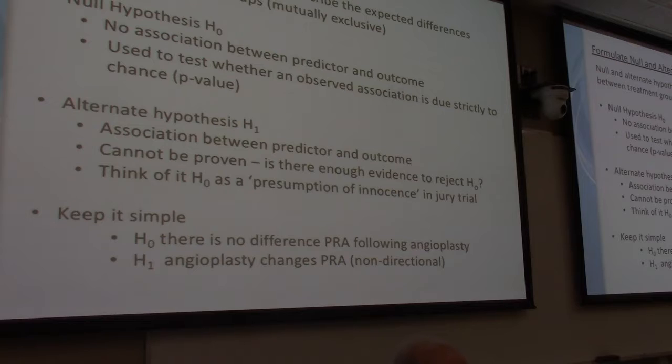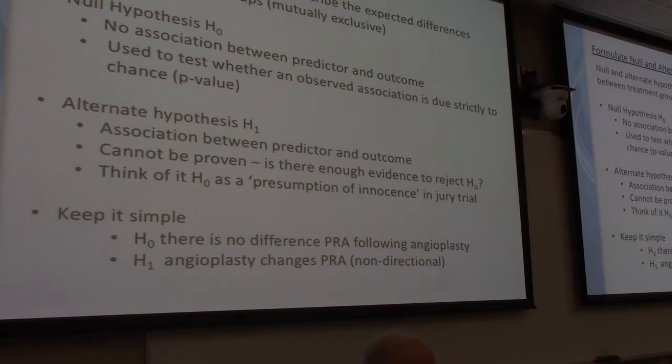In my list of 10, we talked about null and alternate hypotheses that describe the differences we expect to see between groups. They are mutually exclusive. Our null hypothesis is simply the hypothesis of no association between our predictor, which is our group indicator, and our outcome, which could be mean blood pressure or birth weight or what have you. There's always going to be a difference if you measure it sufficiently closely. The question is whether or not the observed difference or the strength of the association you see between those two variables is due strictly to chance, and that's where the p-value comes in.